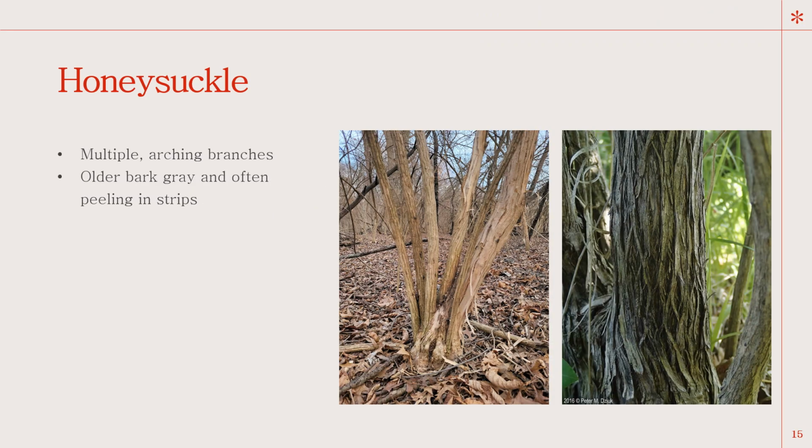Honeysuckle will have multiple arching branches coming from one central area in the ground. And then as shrubs mature, the bark becomes a more dark gray and really peely, peeling off in long strips.